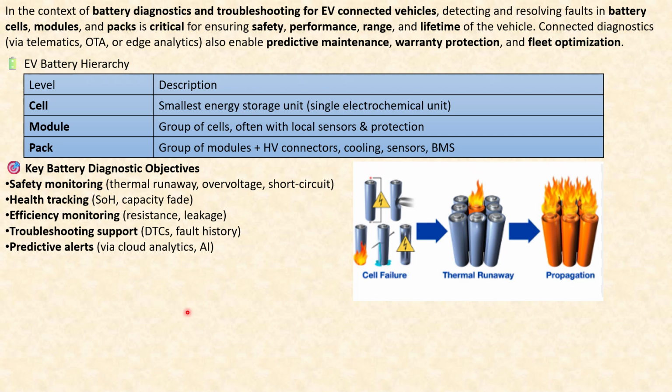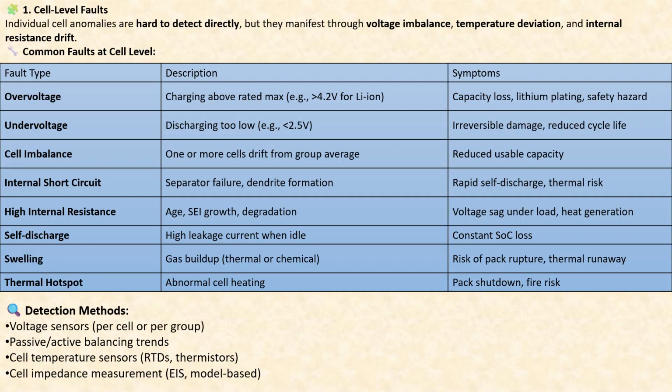Now talking about the key battery diagnostic objectives: safety monitoring, health tracking, efficiency monitoring, troubleshooting support, and predictive alerts. All these are a part of the key battery diagnostic objectives. Okay, the first is cell level faults. Individual cell anomalies are hard to detect directly, but they manifest through voltage imbalance, temperature deviation, and internal resistance drift.